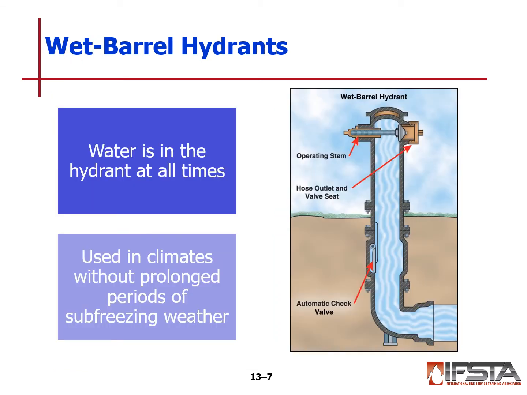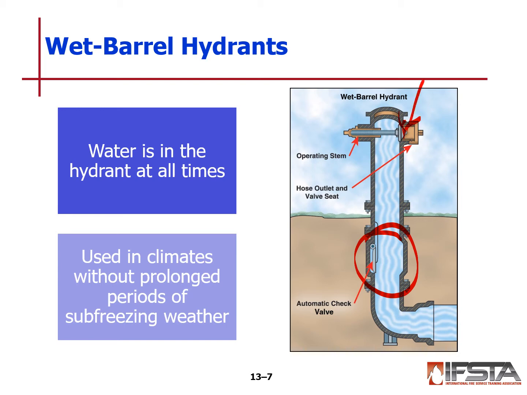A wet barrel hydrant is just the opposite. The water is in the hydrant at all times, as you can see in the drawing here. There is an automatic check valve in place right here, and that prevents the backflow once we connect to this hydrant. Right here is your valve and your valve seat.